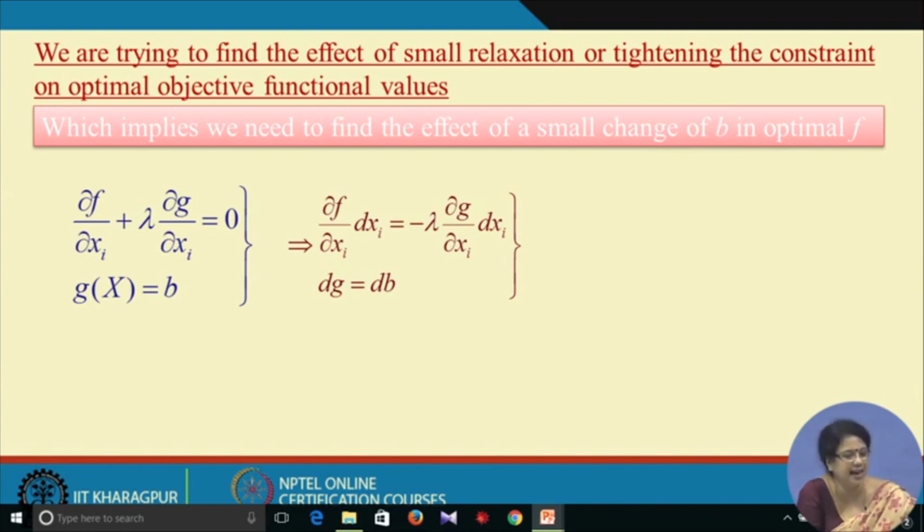That is why we can say that g equal to b is a given constraint, but we can take a small increment on both sides.